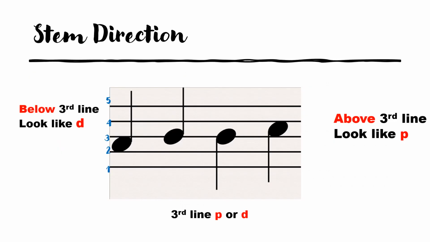Stem direction. As recently mentioned, a stem can go up or down. Notes on the 3rd line can go both ways. It can go up or down. Notes below the 3rd line should look like a letter D. The stem goes up to the right, while notes above the 3rd line should look like a letter P. The stem goes down to the left.